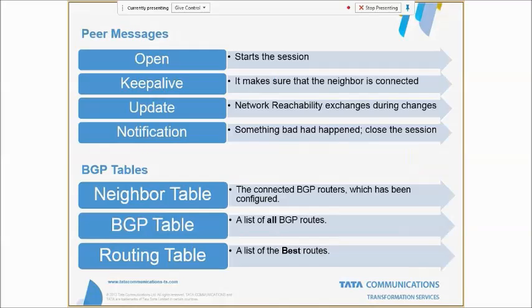Peer messages and BGP tables. There are four types of messages: open, keep alive, update, and notification. We can derive the purpose from the name itself. Let's start with open. Open is the one that initiates the BGP process. Keep alive is like your heartbeat, ensuring that you're still alive and actively listening to the presentation.